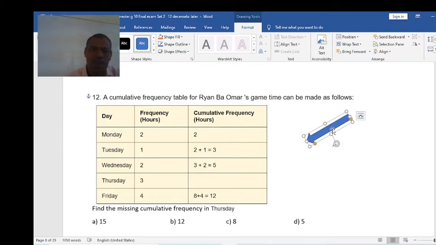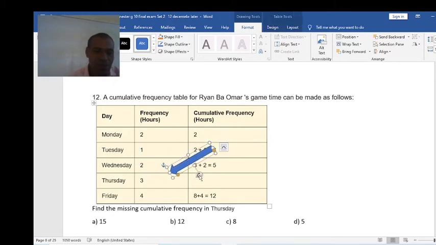Okay, so to find the cumulative frequency on Tuesday, just add 2 to 1. Add these two numbers. 2 plus 1 is 3. To find the cumulative frequency on Wednesday, just add 3 to 2. 3 plus 2 is what? 3 plus 2. Okay, I will make it bigger. Okay, 3 plus 2 is 5.